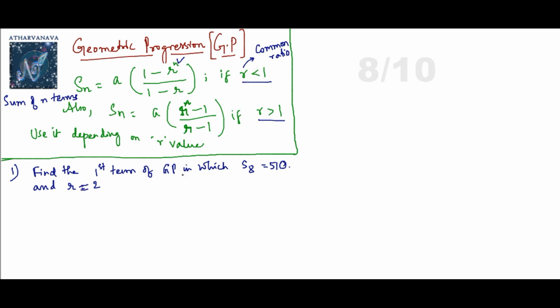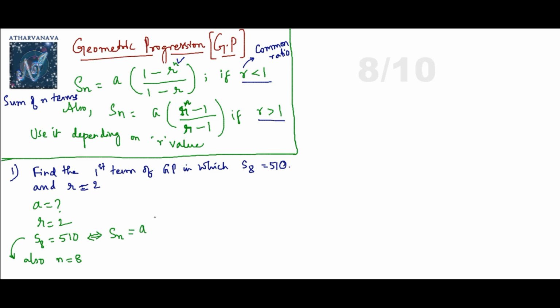Find the first term of a GP in which S8 is equal to 510 and r value is 2. Let's start solving. Find the first term of the GP, so he wants the a value, that's the question mark. We know the r value is 2 and we know S8 is equal to 510. With this, I can write n is equal to 8, since it is representing Sn.